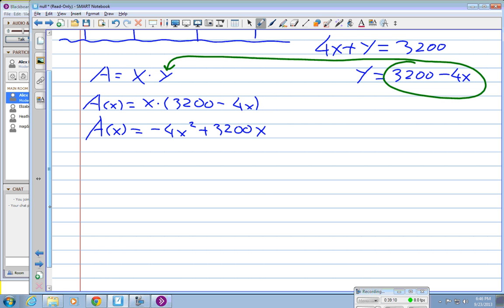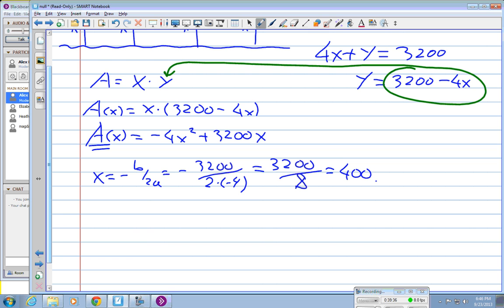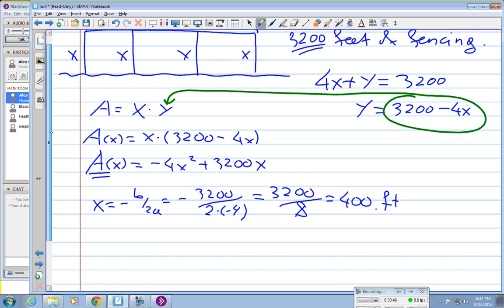So in order to find the value for x that will give me the maximum area, I just have to find the vertex. So x equals negative b over 2a. So this is negative 3,200 over 2 times negative 4. Negatives cancel. We end up with 3,200 over 8, which is what, 400? 400 feet. So x has to be 400 feet. Isn't that nice?